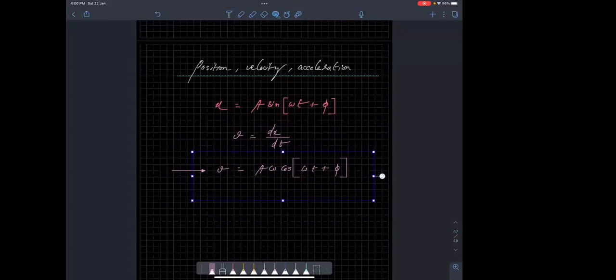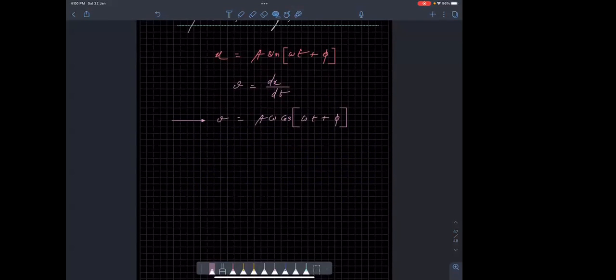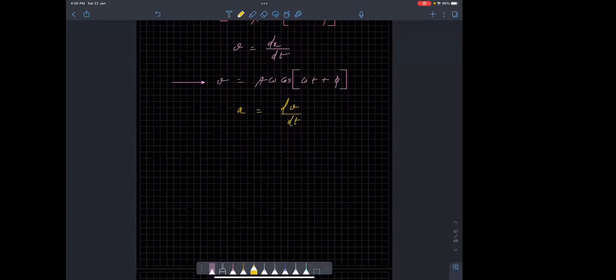Now, what will be the acceleration? Tell me. Acceleration equals to minus A omega square sin(omega t plus phi). First, I'll write dv by dt because acceleration is rate of change of velocity. So what is it? Minus A omega square sin(omega t plus phi). So this will be your expression for acceleration.